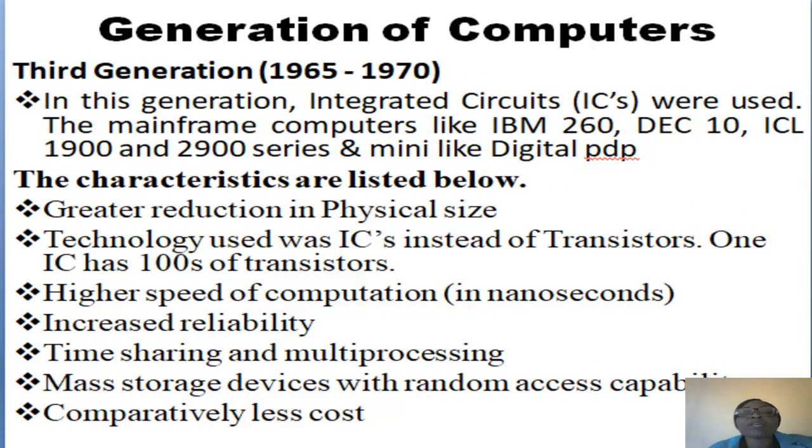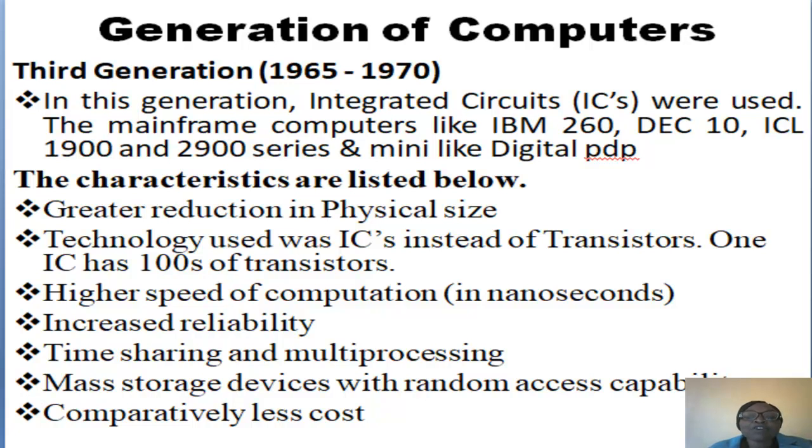The third generation of computers started between 1965 and 1970. In this generation, integrated circuits were used. Mainframe computers like the IBM 360, DEC 10, and the ICL 1900 and 2900 series were developed. The features are that they have really reduced in size compared to the first and second generations. Their physical size has reduced. Their technology makes use of integrated circuits instead of transistors.